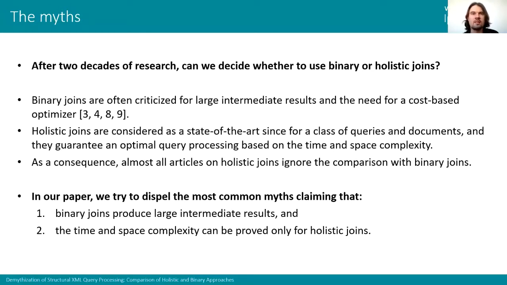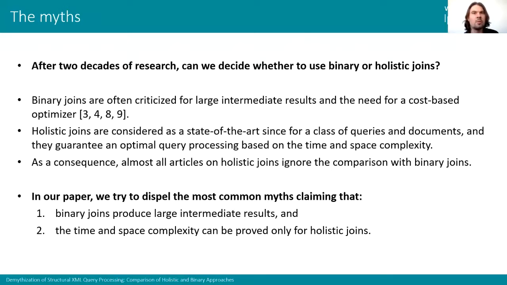Well, after the 2 decades of the research in the field of TPQ processing, can we decide whether to use binary joins or holistic joins? The binary joins are often criticized for large intermediate results after individual operations. At the same time, the holistic joins are considered as a state-of-the-art because they guarantee an optimal query processing, which is based on some conditions on the time and space complexity. I'll talk about the complexity later. So it seems that the holistic joins are always the right choice, but in our paper we try to show that this is not correct.